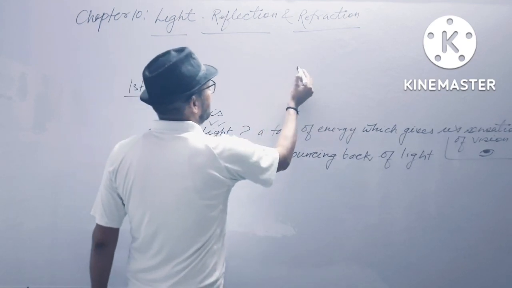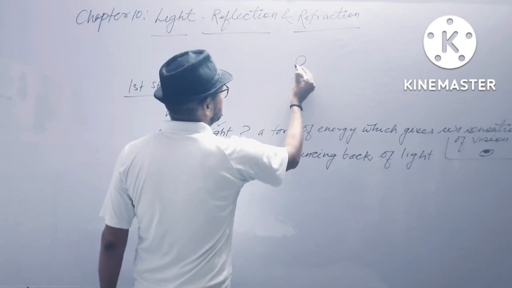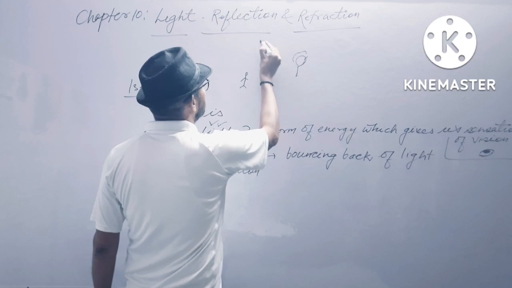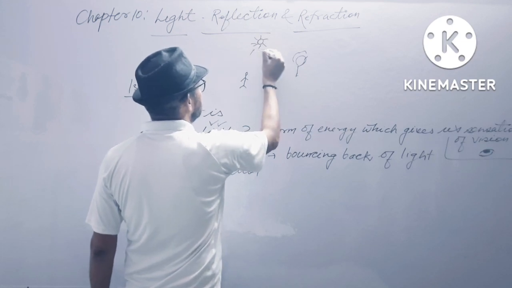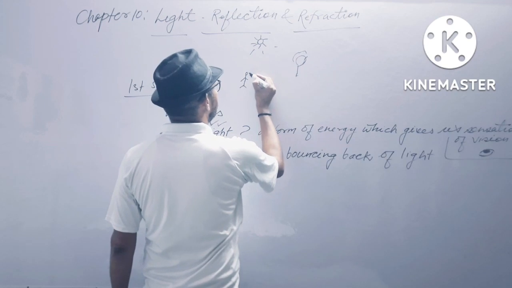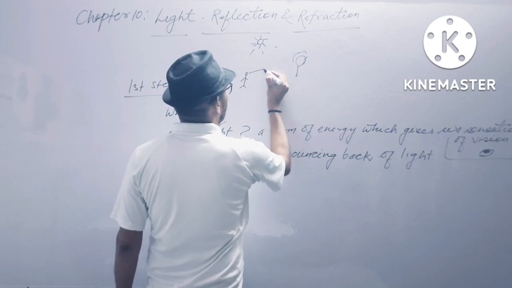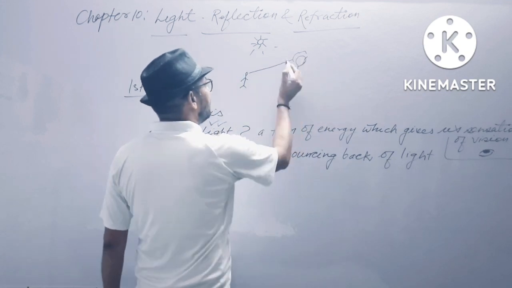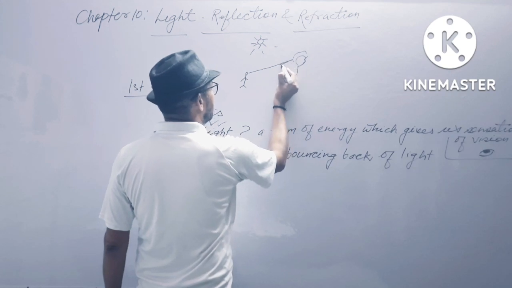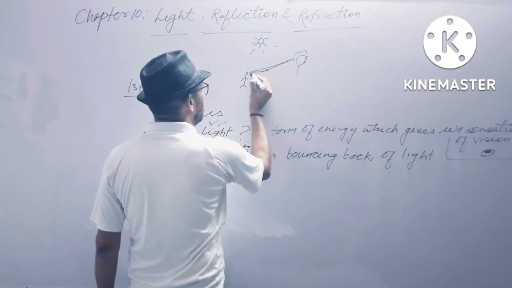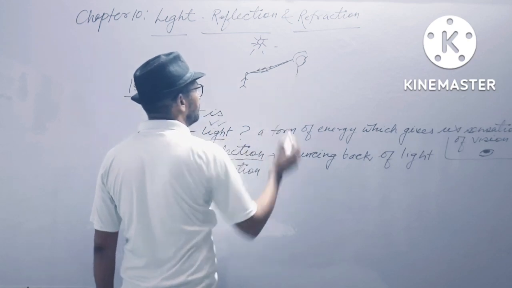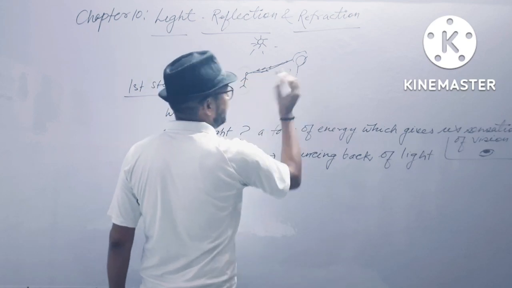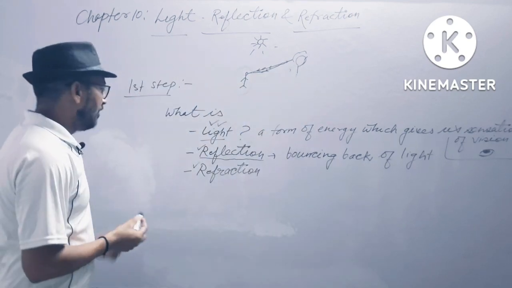Suppose you wish to see this tree. You are standing here, you want to see it, sun is there, light is there. Then first the light will go from your eyes and it will fall on the tree, then again it will bounce back in your eyes. Then you will be able to see that there is a tree. Okay, simple. Now come, what is refraction?